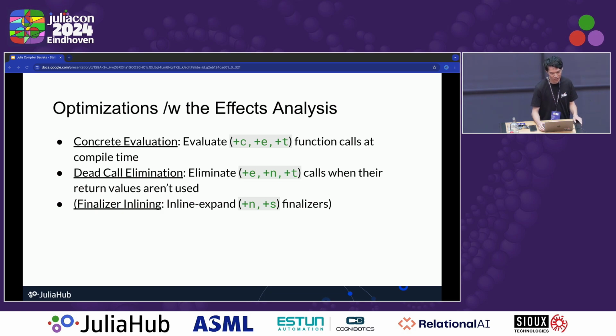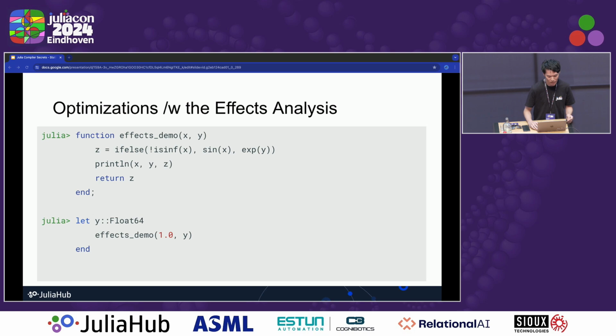So now let's take a look at what kind of optimizations are possible using these effects. And there are two important optimizations that are what we call concrete evaluation and dead code elimination. And the concrete evaluation evaluates consistent, effect-free, and terminating method calls at compile time, which significantly improves the accuracy of type inference. And dead code elimination is an optimization that removes method calls that are effect-free and not no-throw and terminates if their return values are not used anywhere. There is also something called finalizer inlining, but this is a rather niche feature, so I will skip the explanation here. So let's see how they work in reality.